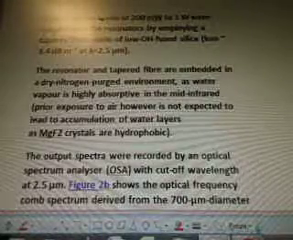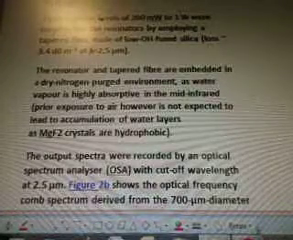In the mid-infrared, prior exposure to air, however, is not expected to lead to accumulation of water layers. MgF2 crystals are hydrophobic. So again, we've got some hydrophobic crystals, which is what we're using to create a signal with. So I'm going to make a note of that. I'll add these in the tags, I guess.